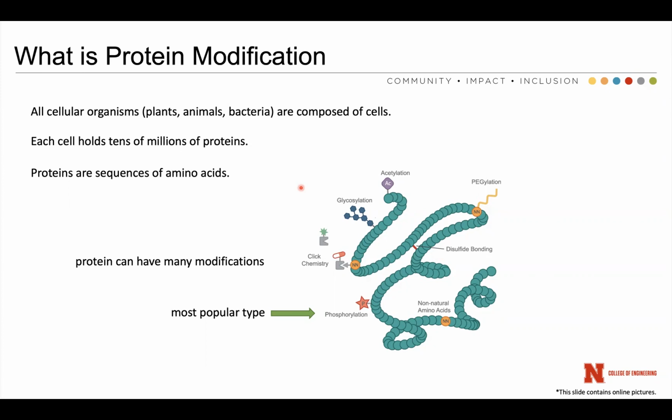And proteins can also have different types of modifications on its sequence. So here is a figure showing different types of modifications. The modifications can be very important in terms of the protein functions. Some of the modifications may cause diseases, such as cancer. Some modifications, they can help the plants to grow. The most popular type of the modification is called phosphorylation.